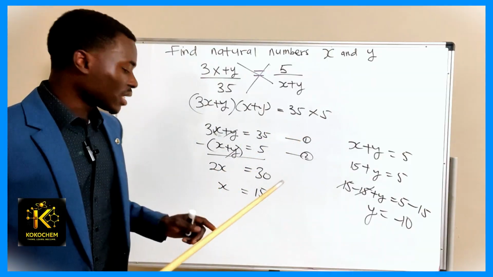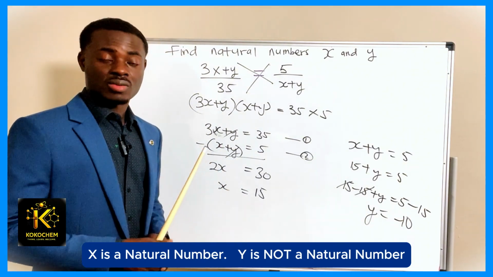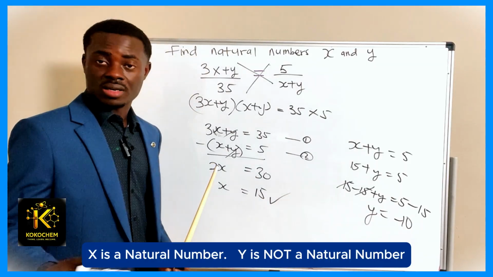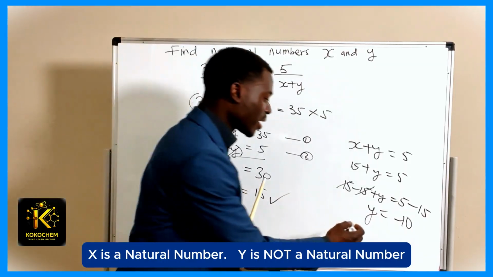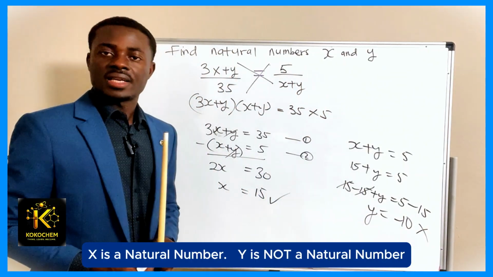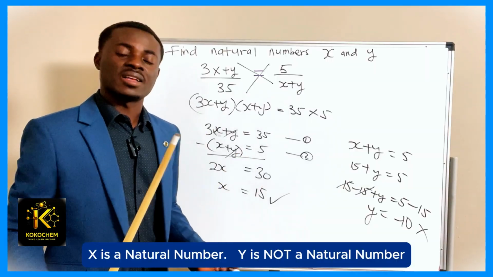So this tells me that x equal to 15 is valid, right? x equal to 15 is a positive whole number, a natural number. y is equal to negative 10. It's not a natural number. So it tells me that y is an invalid answer.